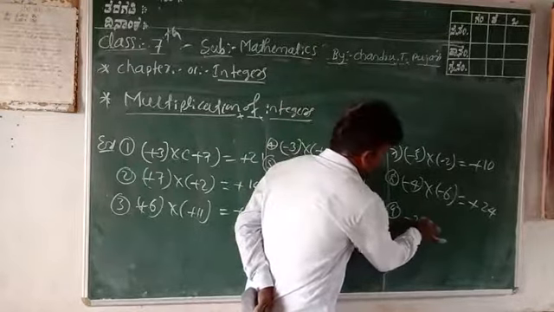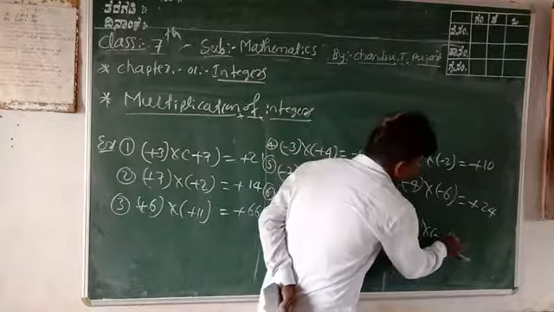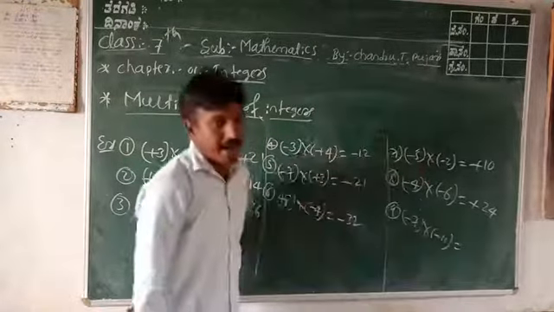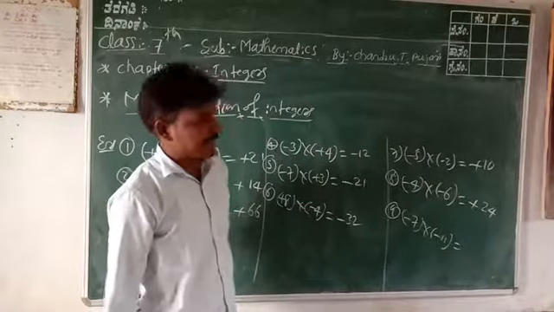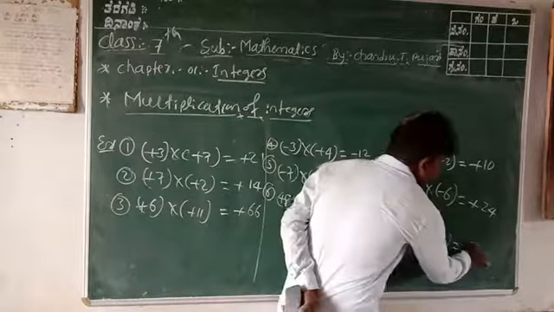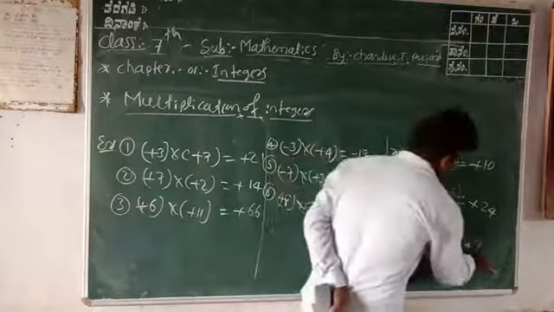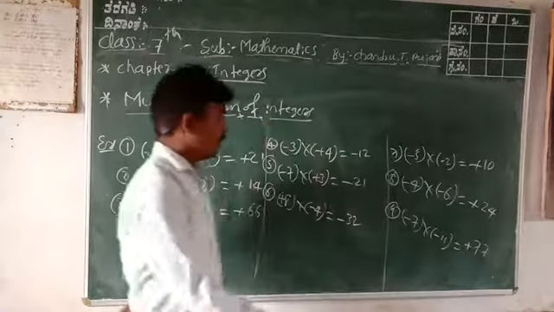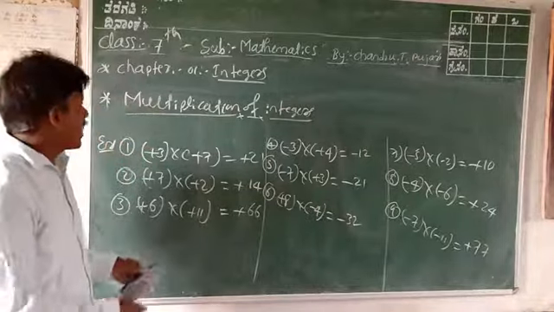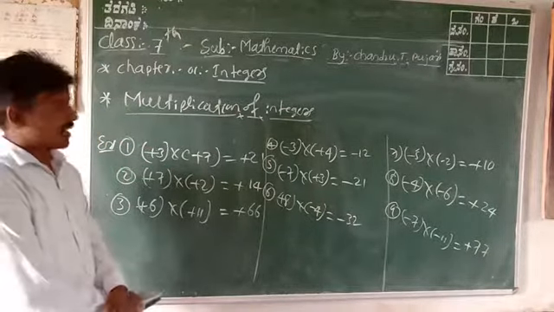Again, minus 7 into minus 11. Again both are negative integers, so the product is plus. 7 11s are 77. Got it? These are all multiplication of integers.